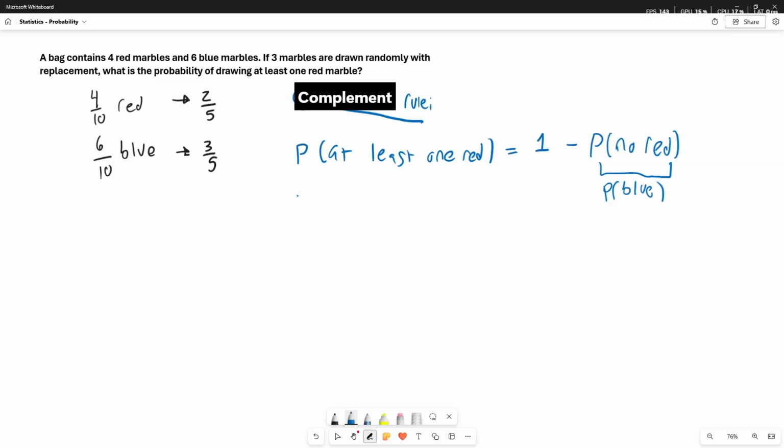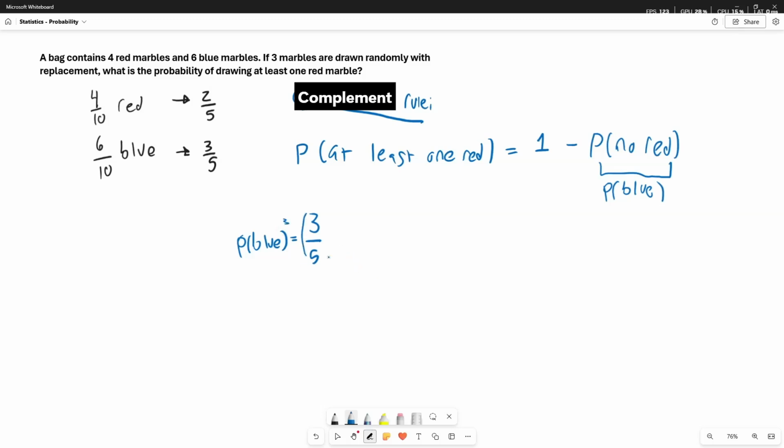So what is the probability of blue in one single draw? The probability of blue, as we said, is 3/5. But if we are drawing and replacing, we don't have to worry about the denominator subtracting. But we do have to multiply the probability of getting blue 3 times.